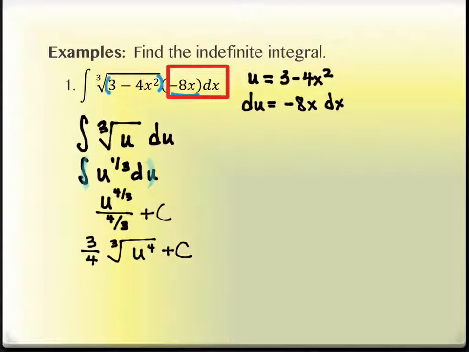We don't want u in the problem, though, at the end, because it didn't start out with u, right? It's what we call a dummy variable. We made it up to work with it. So we need to put it back the way it began. So in place of where my u is, I need to put in the 3 minus 4x cubed, and then the power of 4 there, plus c.